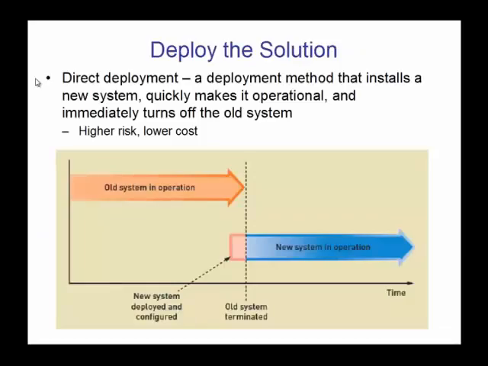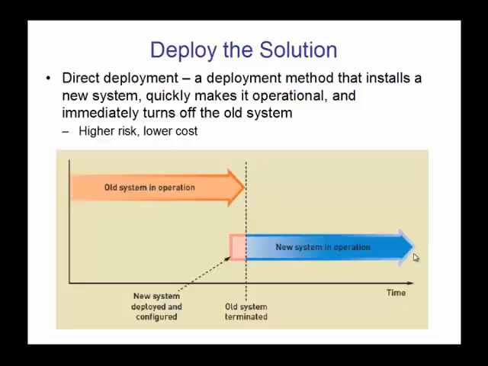The first approach to deploy the solution is direct deployment. Direct deployment means that you basically install the new system, you quickly make it operational, meaning getting everyone using the new system, and then you immediately turn off the old system. Looking at the chart here, we have the old system in operation over time, and then toward the end here, the new system is configured and put into place, and then the old system and all of the hardware that goes along with the old system is removed, sometimes over the weekend. And then immediately Monday morning, the new system is in operation.